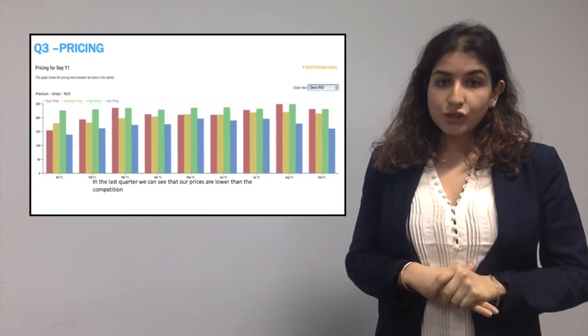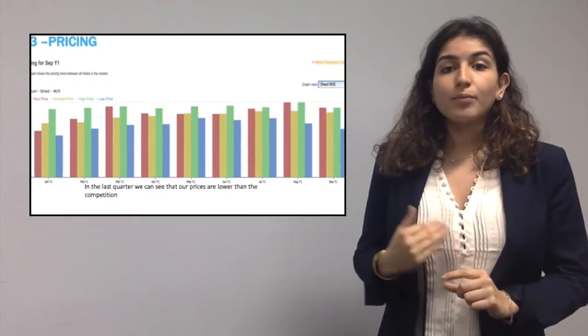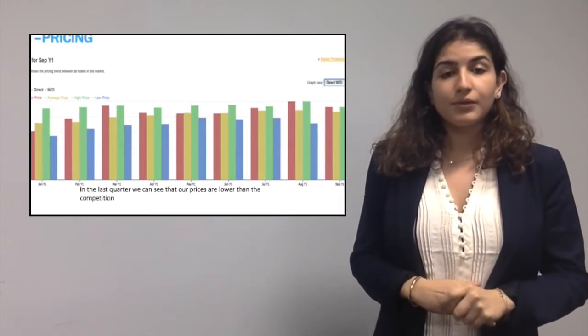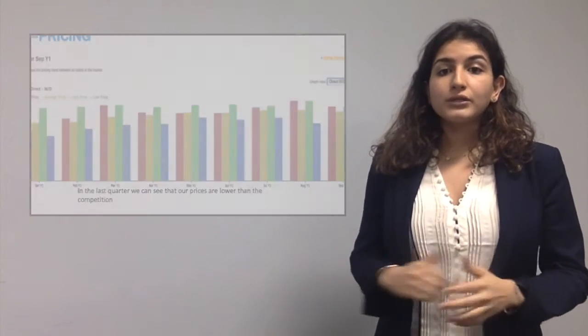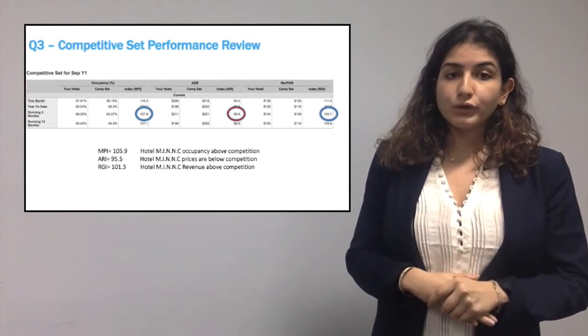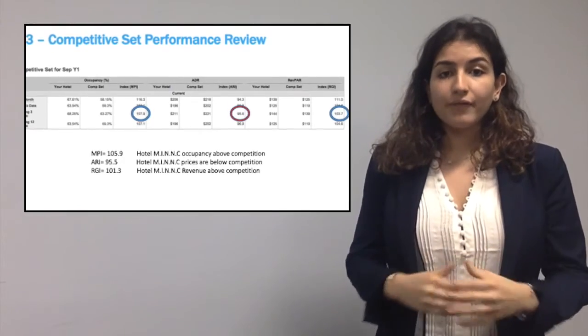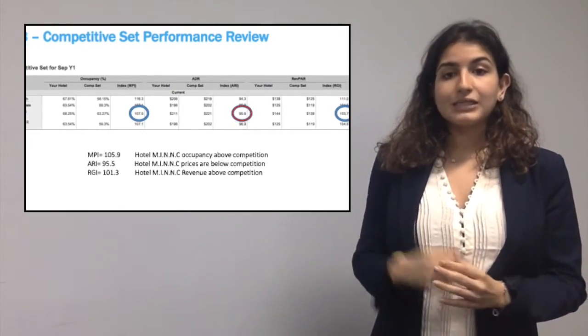Due to the decisions we made in our room prices, we can see that our prices were above the average price, especially in the month of August. According to the competitive set table for the end of the quarter, we can see that the occupancy index and RevPAR index are above the market, while ADR index is below, matching our strategy.